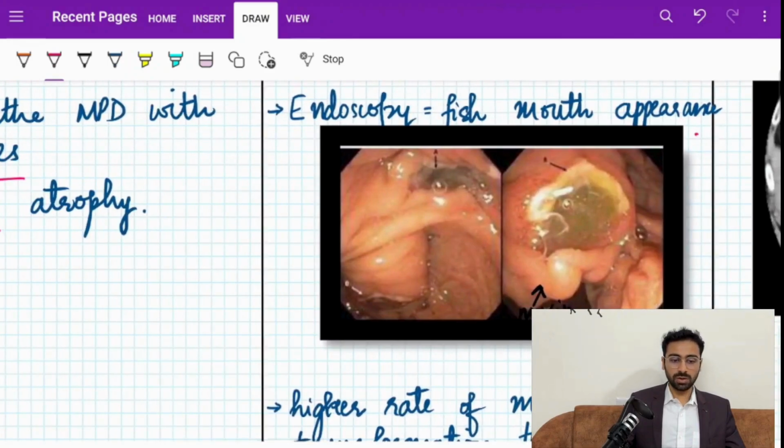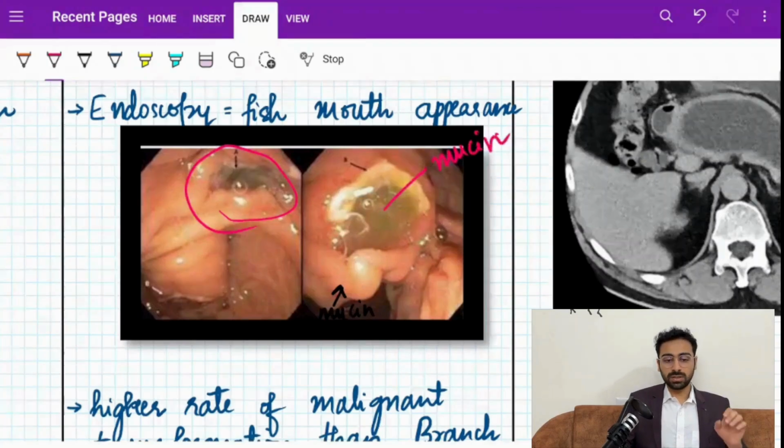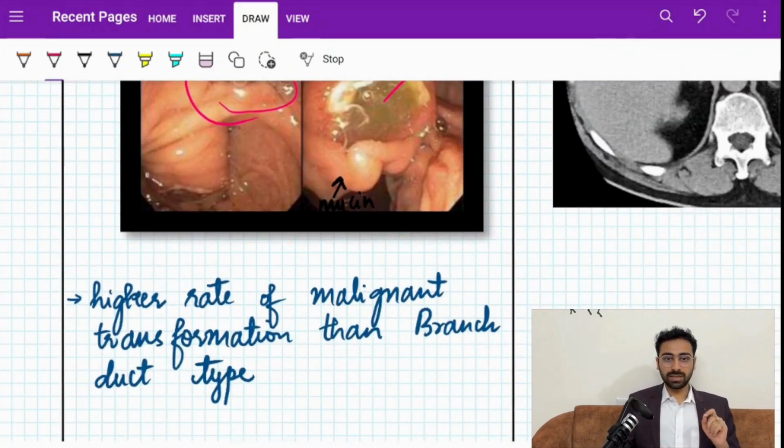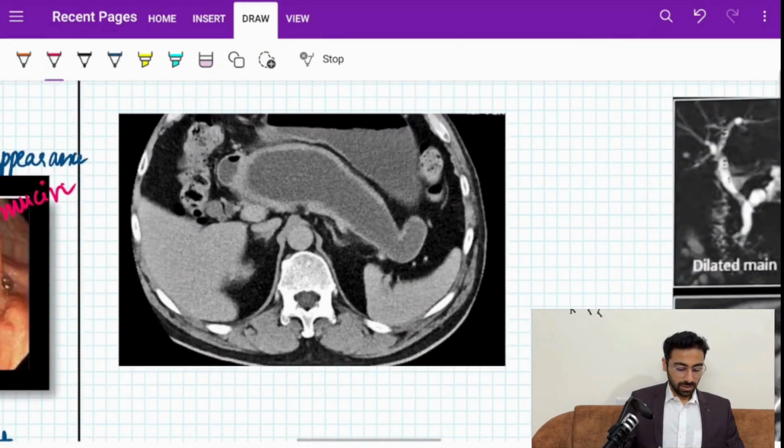I'm sure all of you are familiar with this diagram, that on an endoscopy we get a classic fish mouth appearance with mucin that is coming out of the tumor into the D2 duodenum. Now, I've told you before that this has a higher rate of malignant transformation than their branch duct counterparts. Let us see an image. We can see here that on this CT, the MPD is grossly dilated and there is parenchymal atrophy.